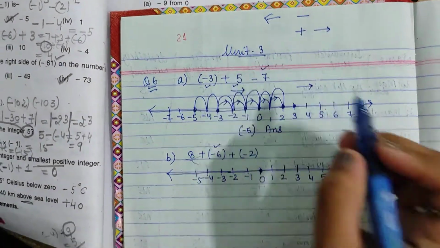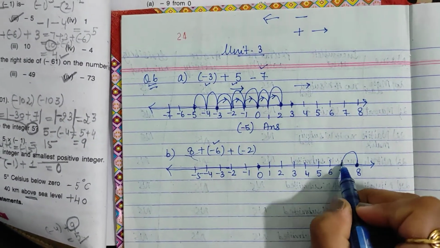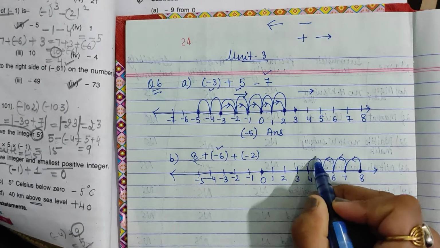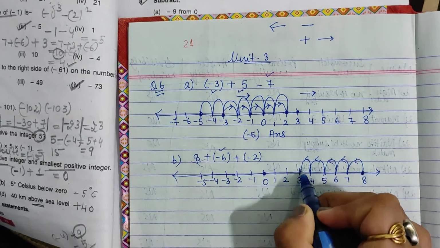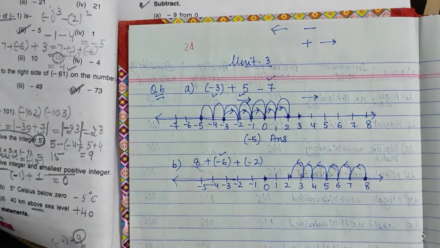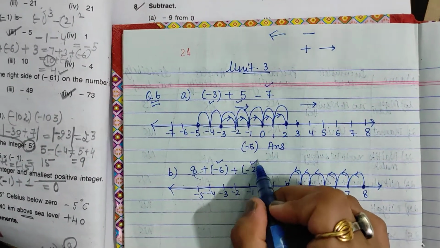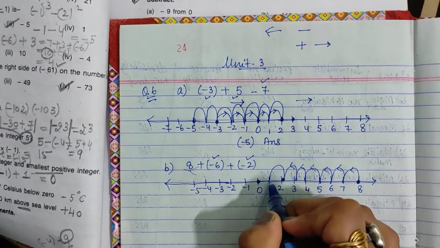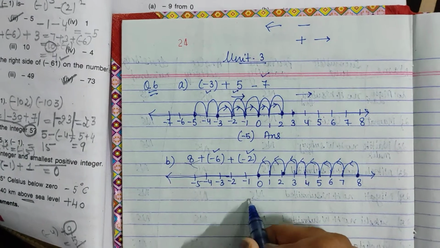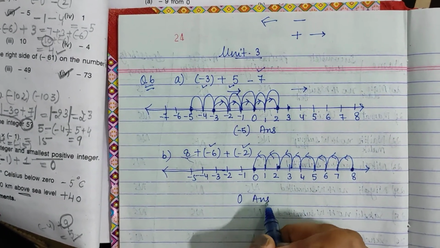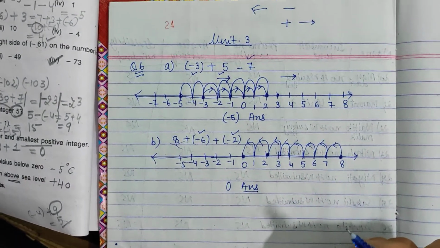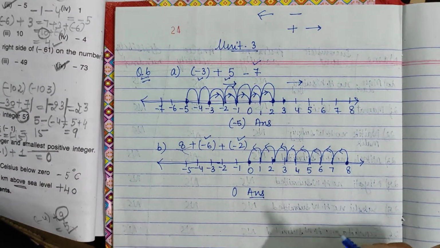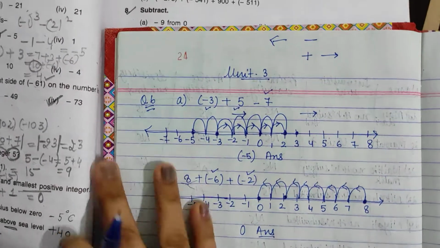And the next number is -6. Minus means to the left. We will come 6 steps left. 1, 2, 3, 4, 5, 6. These arrows indicate we are coming to the left. Now the next number is -2. We are at 2. -2 means 2 steps left. 1, 2. Where are you finally reaching? At 0. So 0 is your answer. This is how you can solve using the number line. Those who are starting from 0 are also correct. There is no problem with that.